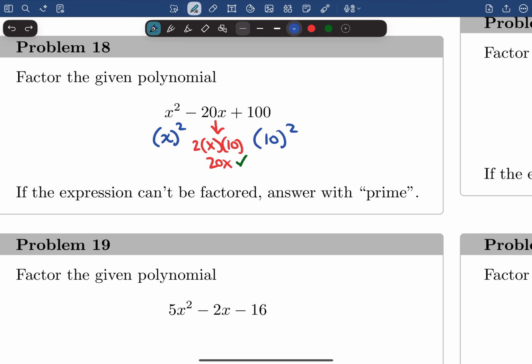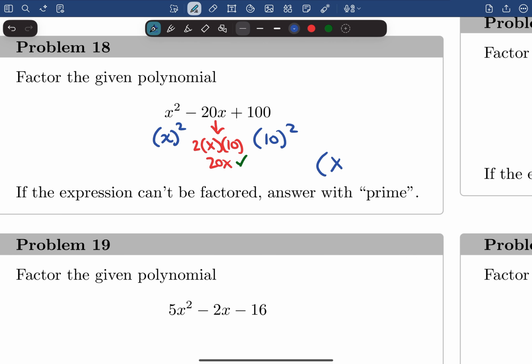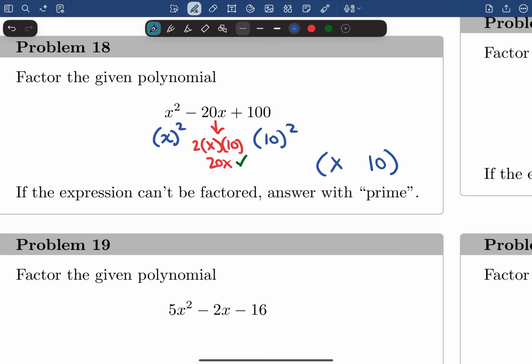You take the first base and the second base and put them in a binomial, x and 10. And then you look at the sign right here. If it's plus, then you put a plus. If it's minus, you put a minus. And so the middle term was negative, so I put a minus sign. And then lastly, we square that binomial because it's that binomial multiplied by itself. That is the factored version. Okay?